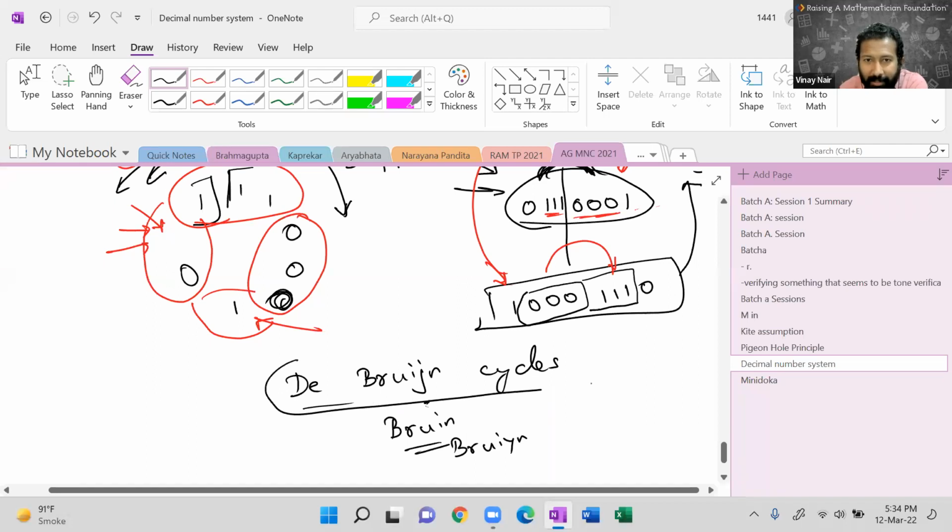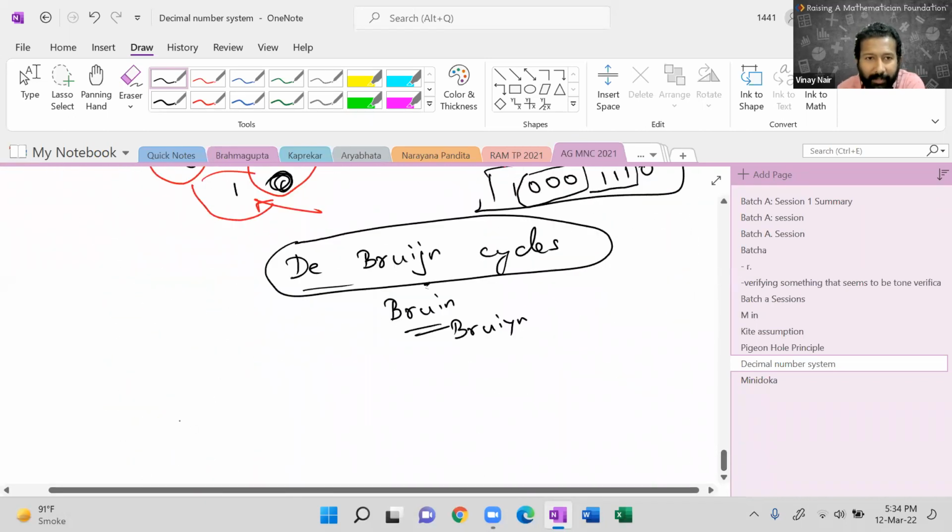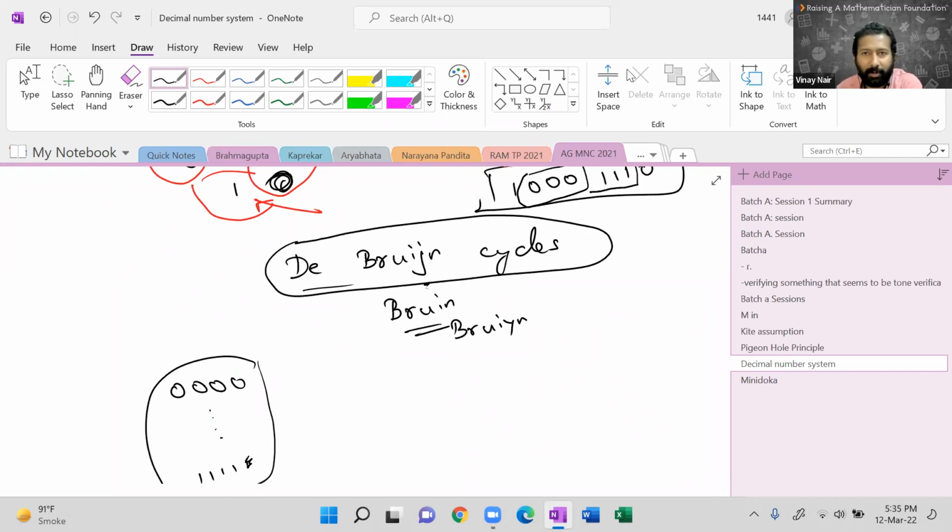So these kinds of cycles are De Bruijn cycles. And you can also try to make these cycles for 4 bits, 0 0 0 0 all the way up to 1 1 1 1, and see how many solutions can exist for this one. Don't jump to a conclusion that for 3 bits there were 8 solutions, so for the next one there will be 16 solutions and so on. Don't jump onto it. Just work on it and see.